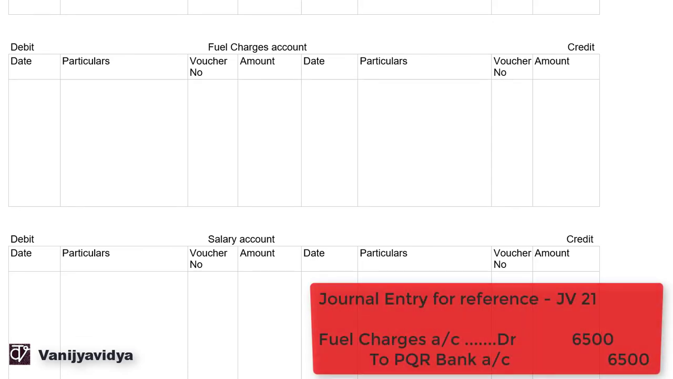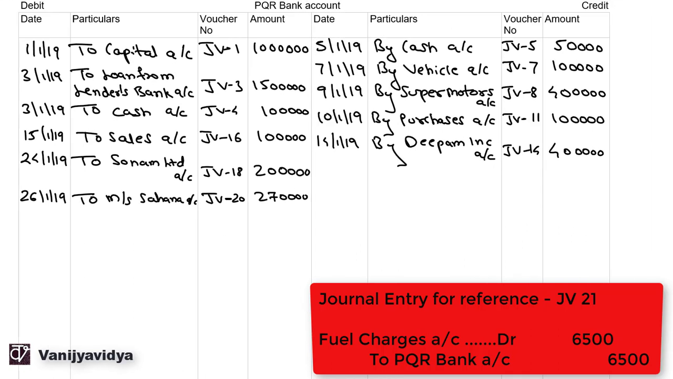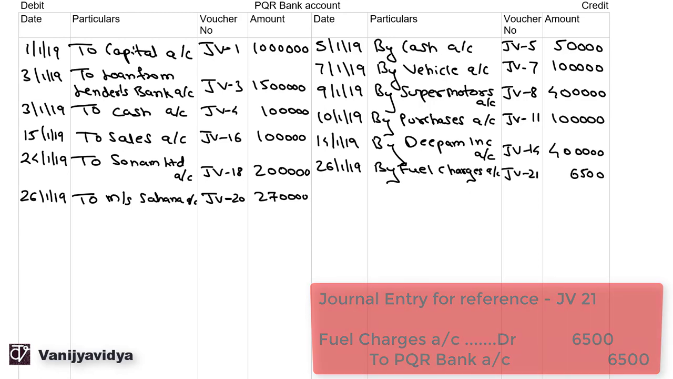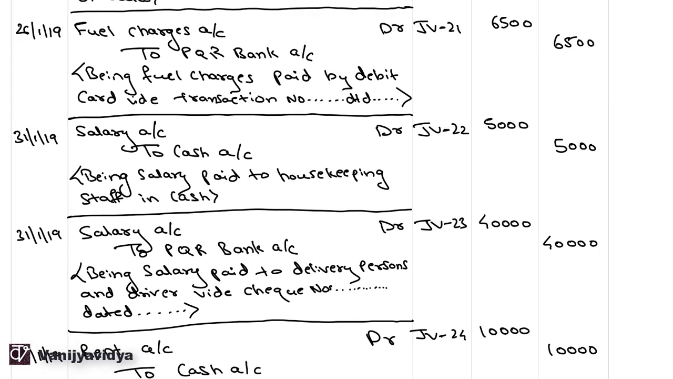On the debit side of fuel charges account 26 Jan 2019 to PQR bank account JV21 6,500. PQR bank account credit side 26 Jan 2019 by fuel charges account JV21 6,500. Now let's move on to the next journal entry.